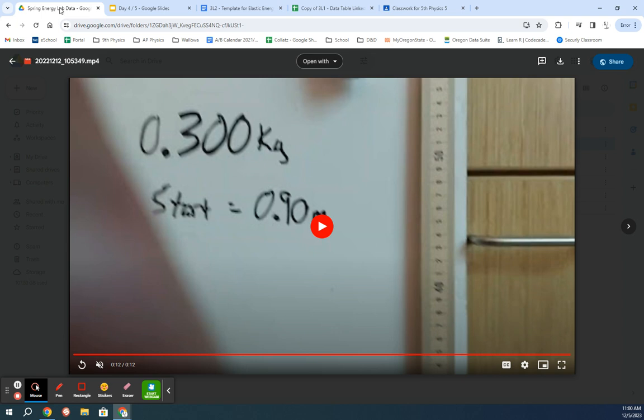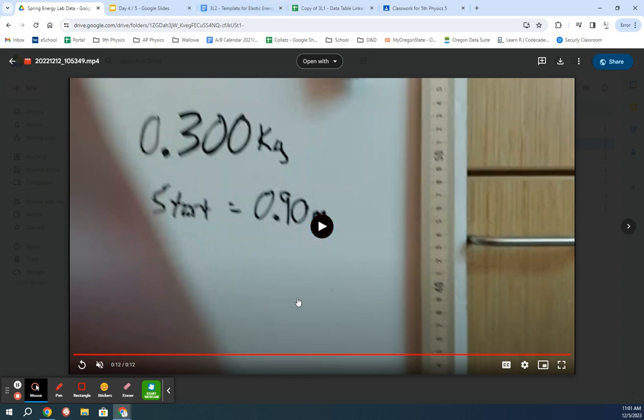Now, you don't want to lift it all the way up, right? You don't want a huge extra space in your bungee. You just want it to be so that it's not supporting the mass. At that point, you're going to go ahead and let it go, and you're going to see how far it pulls the bungee down.